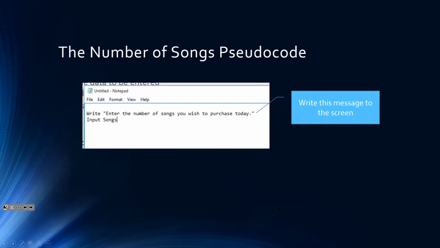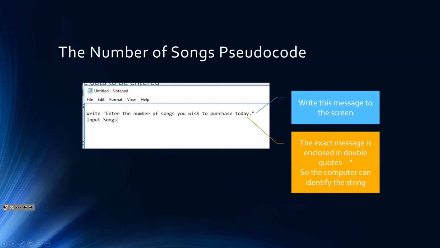That's going to sit there on the screen, waiting for the user to type something and press enter. Our program is going to pause. In our pretend pseudocode, we know it's going to pause, and it's just going to wait until the user presses enter. When the user presses enter, we're going to input whatever they type. Whatever they type, then we're going to save that value in a variable called songs. So now we have a new variable called songs, which is going to be how many songs they want to buy.